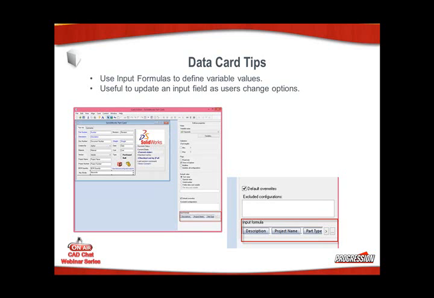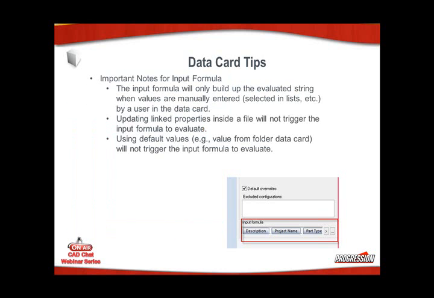Now generally this works best with drop-down list boxes and radio buttons and things like that, because there's an important caveat or note here. As we input the information, the input formula will only build or update itself, the evaluated string, when values are manually entered. So it's important to understand it really doesn't update that edit box with the new information until the user might change a variable, a selection from the list box, or again the radio buttons and so forth.